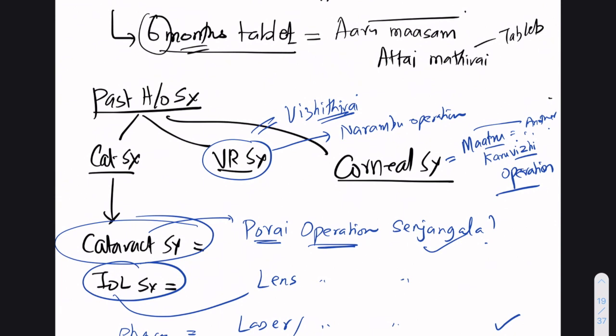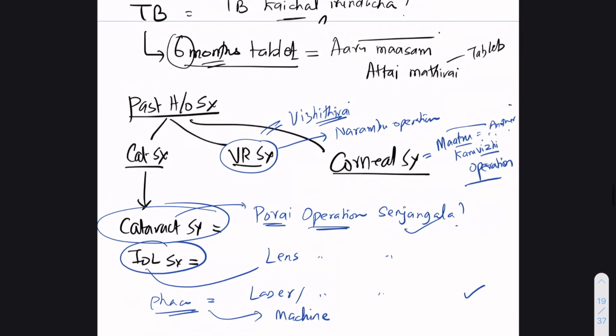If it's a glaucoma surgery, the patient will say pressure operation senjangala. It's very easy. For glaucoma, the only term is pressure. Pressure ku marundu podringala means are you using drops for glaucoma. Pressure ku operation pannangala means did you undergo surgery for glaucoma. So pressure is going to be the key.